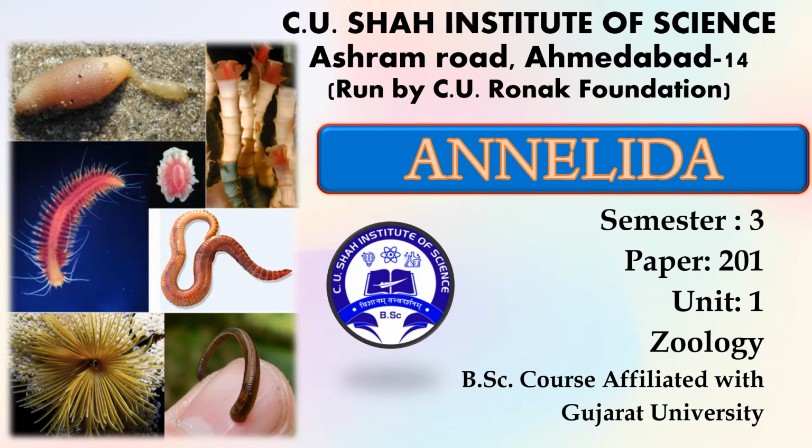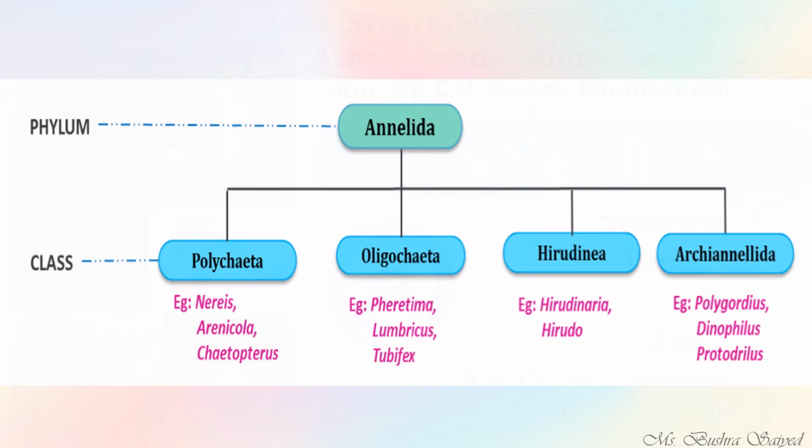Today we are going to study the general characteristics of Annelida. This is the last topic of Unit 1. So today we'll see the animals which belong to phylum Annelida, that belongs to the animal kingdom. Annelida as a phylum consists of classes. There are a total of 4 classes of Annelida, namely Polychaeta, Oligochaeta, Hirudinea and Archaeannelida.